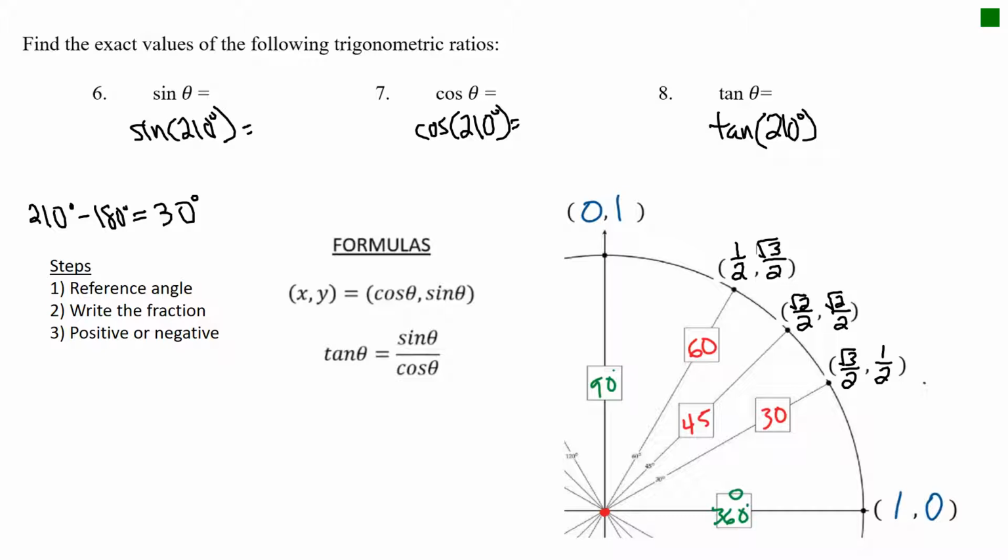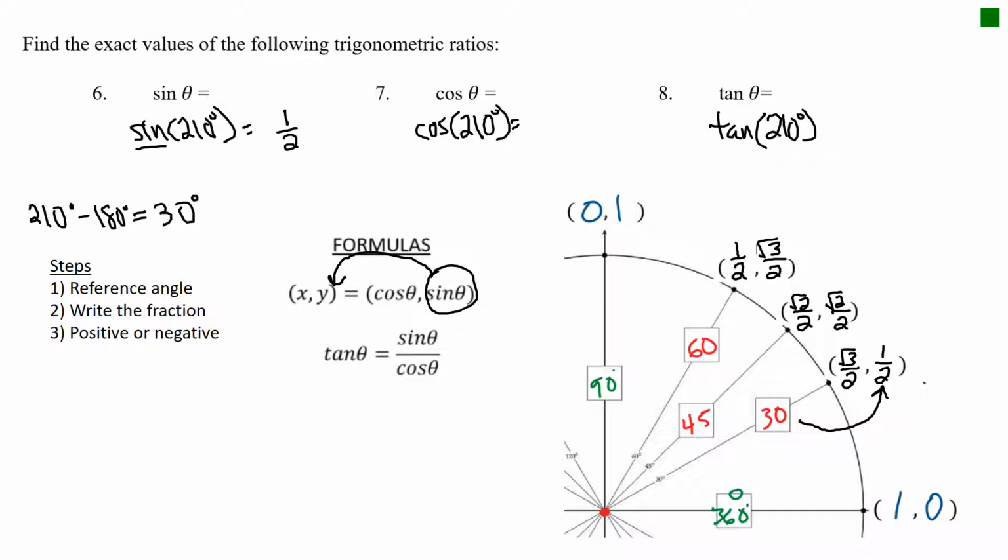So now we are going to use a reference angle of 30 degrees. We are trying to figure out sine. So we know that sine right here matches up with y. And we're using 30 degrees. So we take 30 degrees, look at our y coordinate. In this case it was 1/2. So then my fraction for sine of 210 degrees is going to be equal to 1/2.